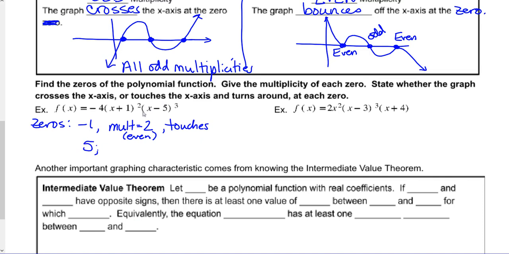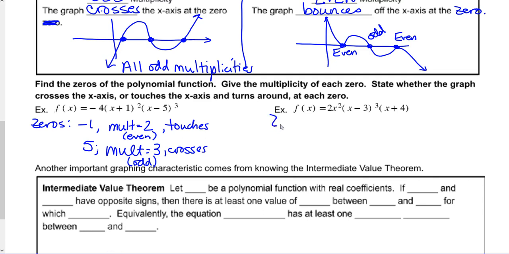Looking at my 0 of 5, the multiplicity is the power of that root. So the multiplicity is 3. It is an odd number. So for odd numbers, what happens to our x-axis at that 0? It ends up crossing through the x-axis.